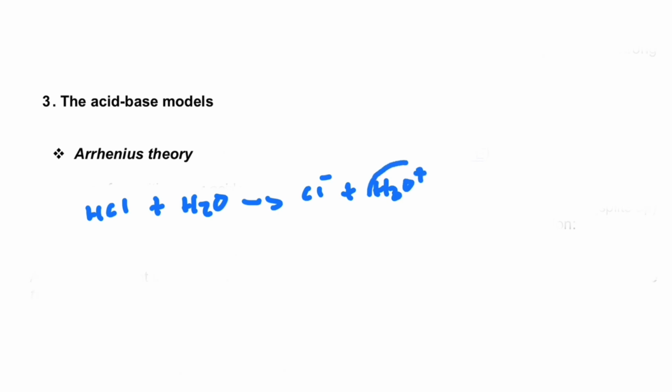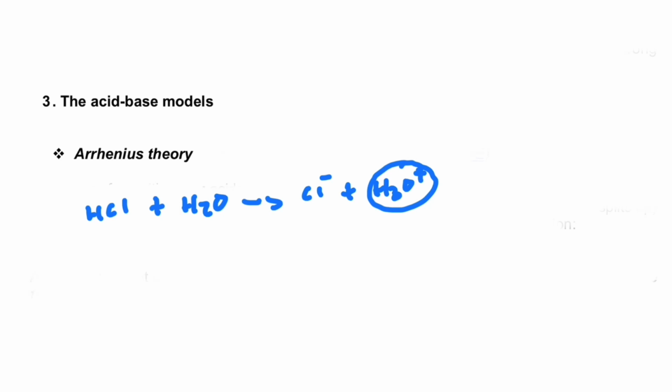So, Arrhenius theory. An acid produces hydrogen ions. Let me show you what I'm talking about. For instance, let's take HCl as an example, plus H2O. What are we going to get? We're going to get Cl minus plus H3O plus. This presence of H3O plus is what we refer to as hydronium ions.